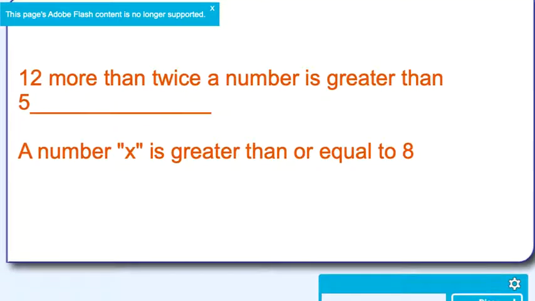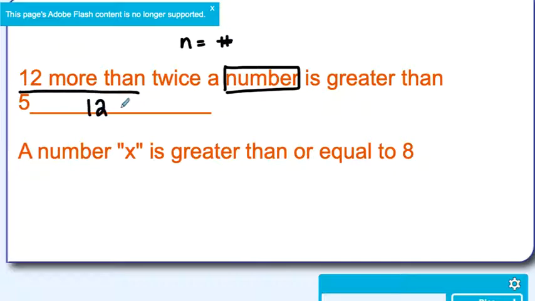12 more than twice a number is greater than 5. Okay, so first we set our variable. We're going to let n equal the number. So we want 12 more than, so 12 plus, twice a number means multiply by 2, is greater than 5. A number x, so they said the variable for me, so in this case I don't need the let statement. A number x is greater than or equal to 8. Okay?